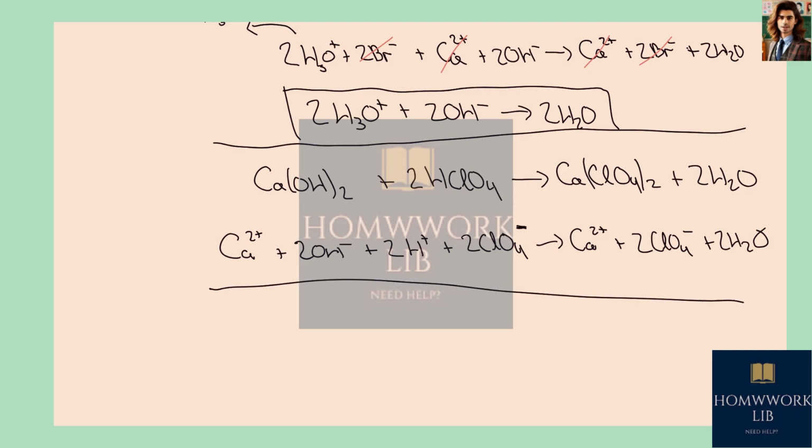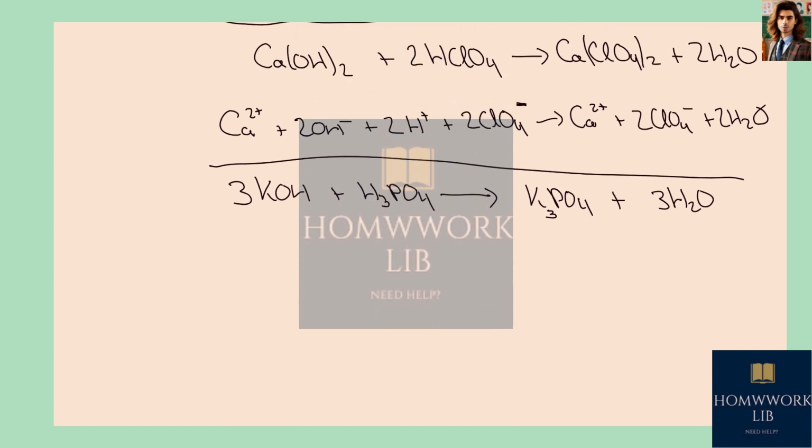And finally, for C, things are going to change a little bit. Now we have potassium hydroxide plus phosphoric acid, H3PO4. In this case, we are going to get potassium phosphate plus water. And now, how many waters are we going to generate? 3 molecules of water. We have 3 potassiums, so over here we require a number 3.